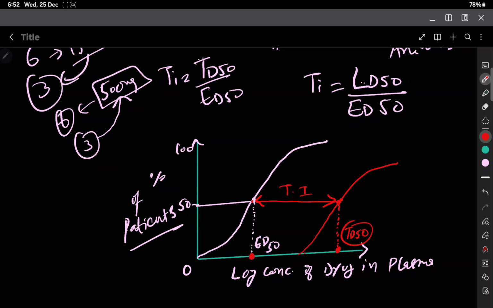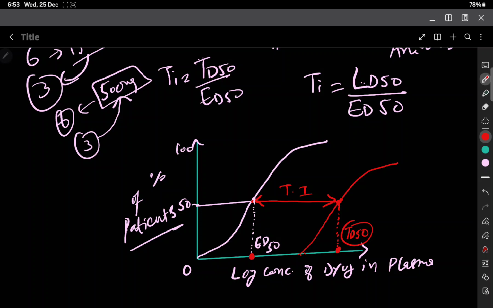For example, it is showing the effect here, so that is AD50. And when the concentration of the drug increases at some point of time, this concentration will be the toxic dose 50. So the distance between the AD50 and TD50, that is called the therapeutic index.